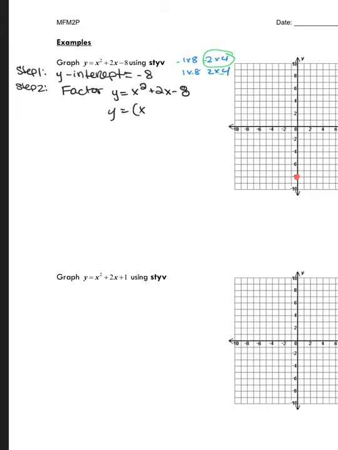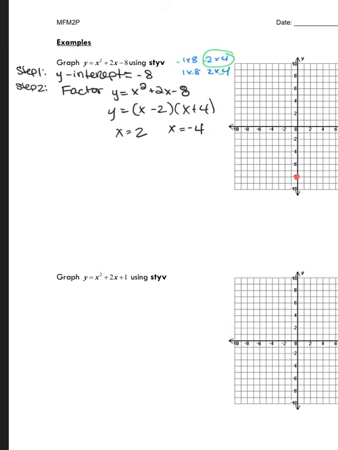Then I throw an x in each bracket: x minus 2, x plus 4. And remember we said that our intercepts are going to be the opposite signs of what I see here. So if this is a negative 2, it's actually going to be a 2. This is a positive 4, it's actually going to be a negative 4.